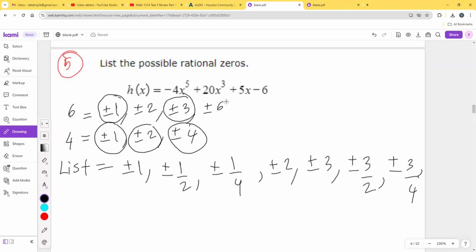Next one is 6. 6 divided by 1 is 6. 6 divided by 2 is 3, but it's already here. We don't repeat it. 6 divided by 4 is the same thing as 3 over 2, so we don't have to repeat it. So these are the numbers which will be the list of the possible rational zeros. And you're going to have 2 questions like this on the test about possible rational zeros. Yes.